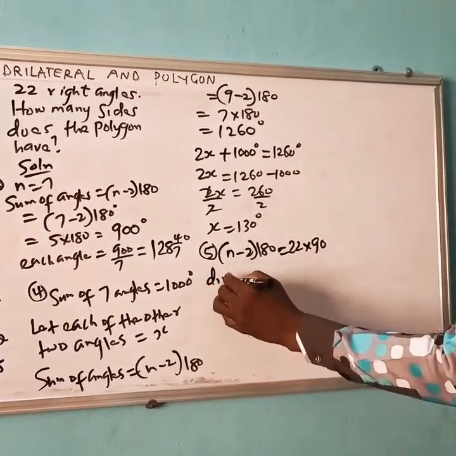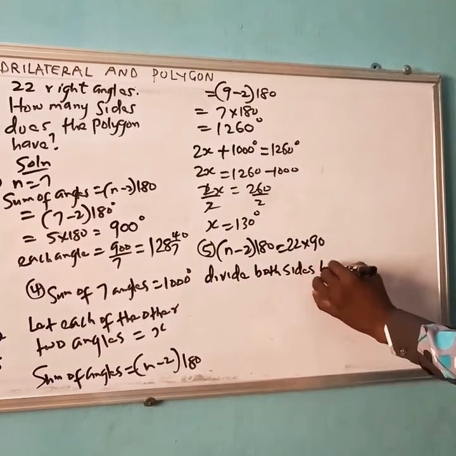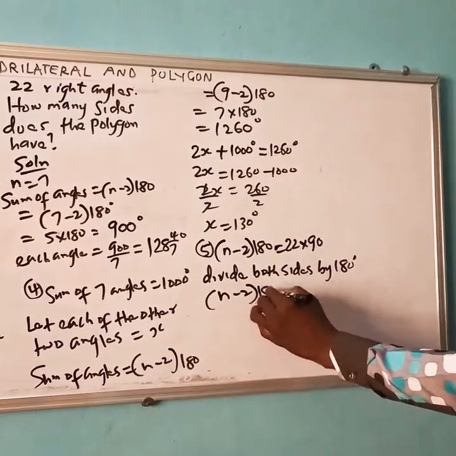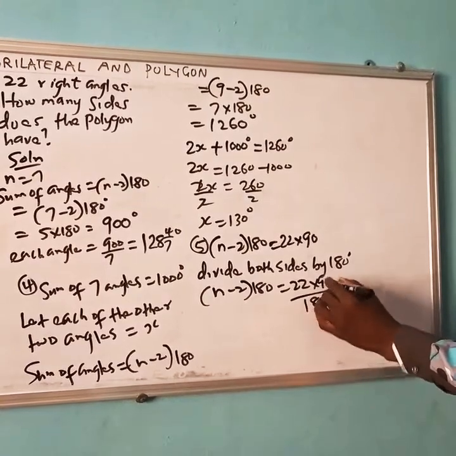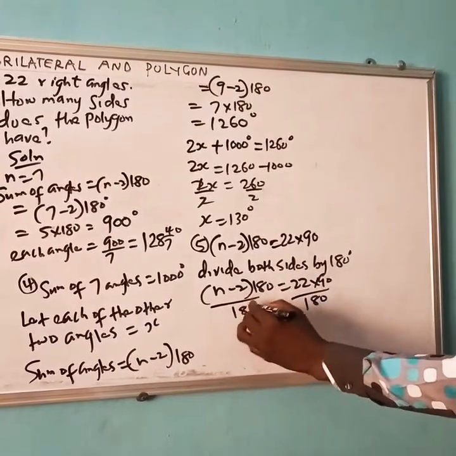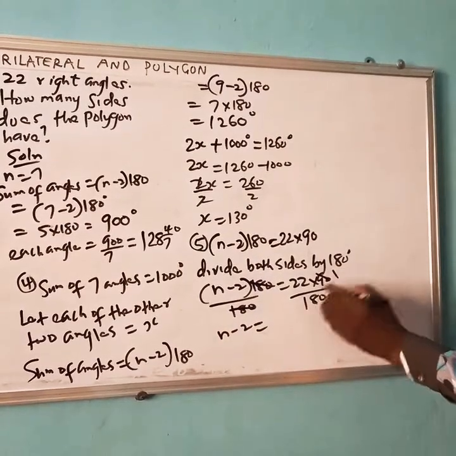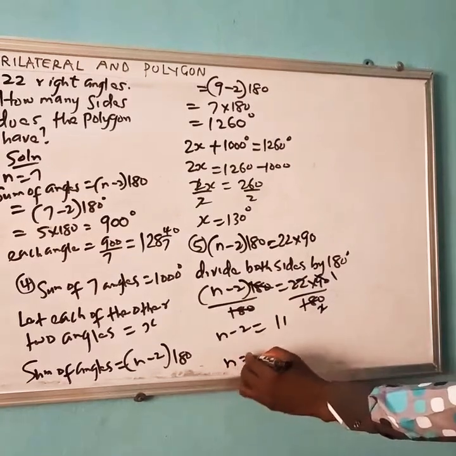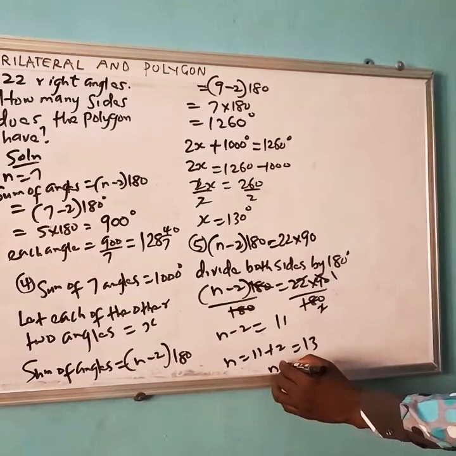So divide both sides by 180 degrees. So you have (n minus 2) times 180 is 22 times 90, over 180. So 180 divides this. So n minus 2 is equal to 90 here 1, 90 here 2. 2 in 22 gives you 11. So n is 11 plus 2. That's 13. So the number of sides is 13.